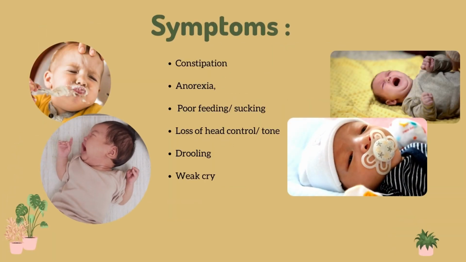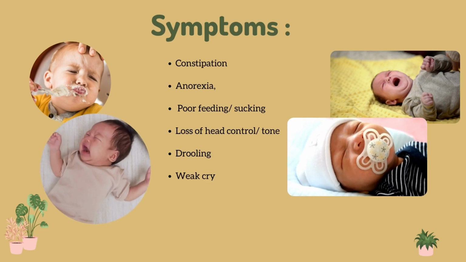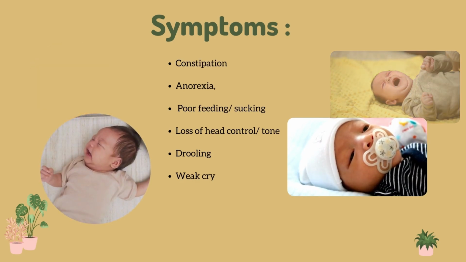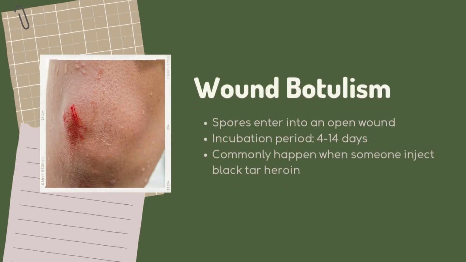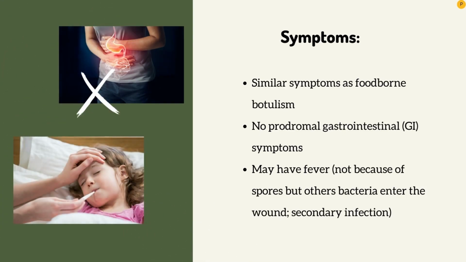Symptoms for infant botulism are constipation, anorexia, poor feeding or sucking, loss of head control or tone, drooling, and weak cry. Another common form of botulism is wound botulism, which happens when spores enter an open wound. Symptoms take up to 2 weeks to appear, and it commonly happens due to injecting drugs such as black tar heroin. Wound botulism has similar symptoms as foodborne botulism. However, there are no prodromal gastrointestinal symptoms.